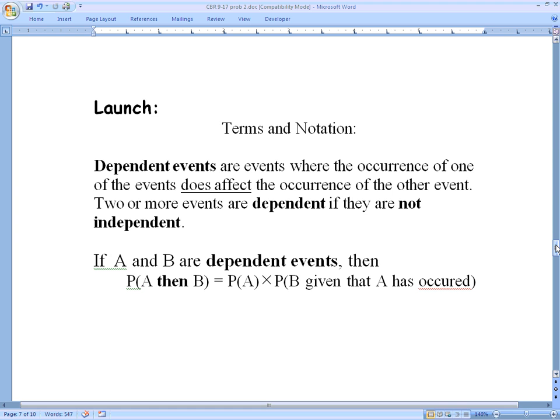Now, dependent events are events where the occurrence of one does affect the occurrence of the other event. Two or more events are dependent if they're not independent. So that might be useful later on when we start using formulas. And again, if they're not independent, that means they must be dependent. Once again, you can see on this formula, we're just going to multiply the probability of A times the probability of B, given that A has occurred. Now, what makes something dependent? Well, again, it's the case of what happened before affecting the second outcome. Let me show you an example of that.